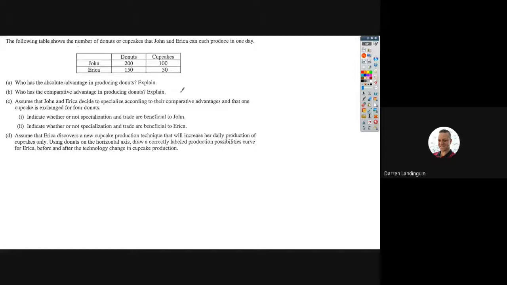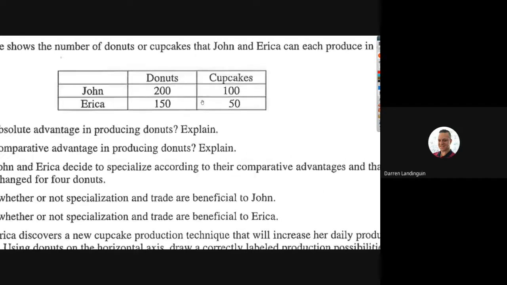Okay, let's get to it. So what do we see in this particular question? Well, we see two individuals, right? So we've got John and Erica, and they can produce a certain amount of donuts and a certain amount of cupcakes. So John can produce 200 donuts or 100 cupcakes, given the resources he has. Erica, 150 or 50. Okay, this is a very common comparative and absolute advantage question.